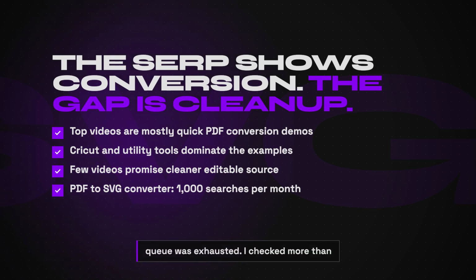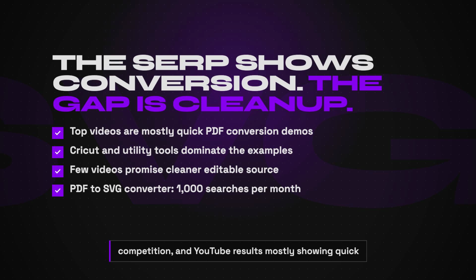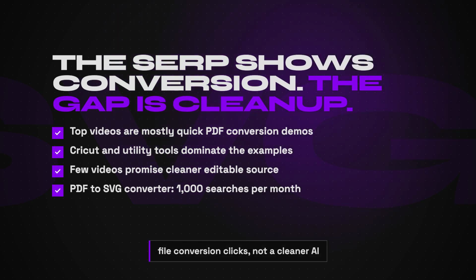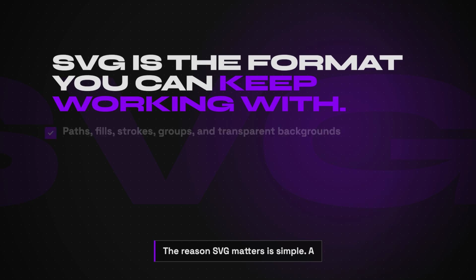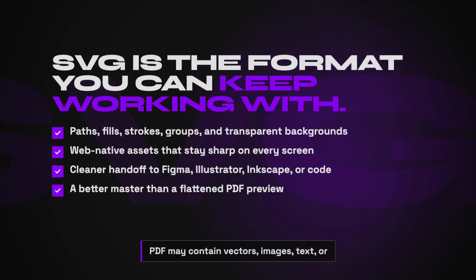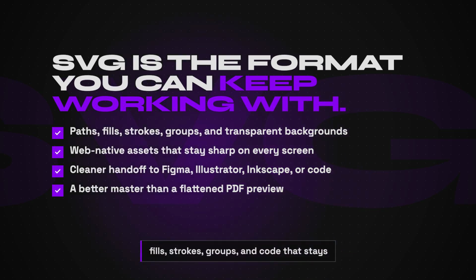I checked more than 5 Data4SEO candidates. PDF to SVG converter had about 1,000 monthly searches, moderate competition, and YouTube results mostly showing quick file conversion clicks, not a cleaner AI workflow for editable SVG reconstruction. The reason SVG matters is simple. A PDF may contain vectors, images, text, or flattened art all mixed together. SVG gives you a web-native editable graphic format: paths, fills, strokes, groups, and code that stays sharp on every screen.